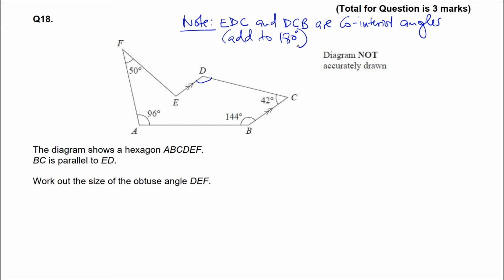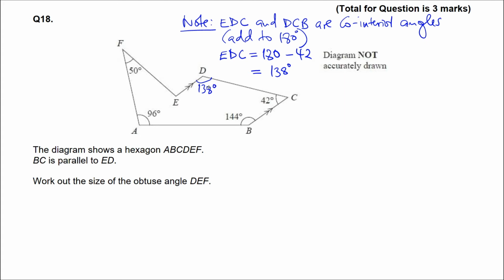So basically we can find EDC. EDC will be equal to 180 minus 42, which means that EDC will be equal to 138 degrees. So this is 138 degrees.